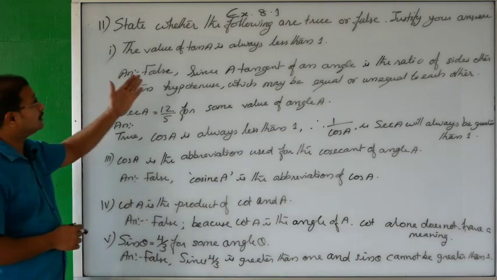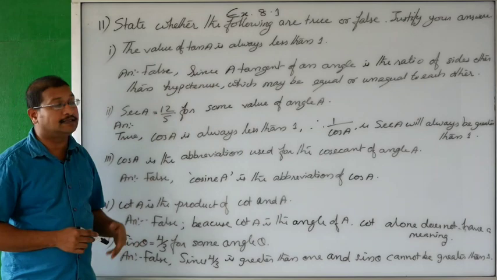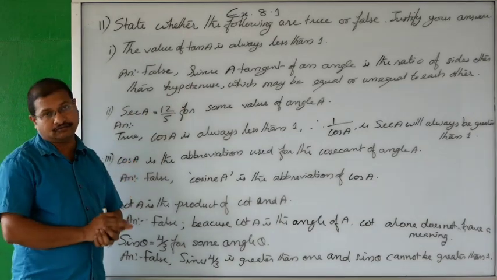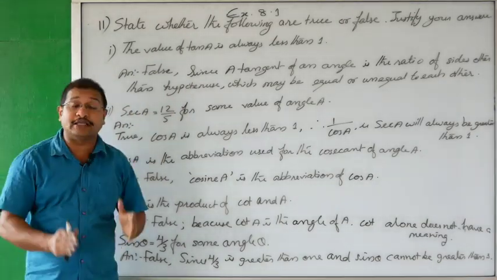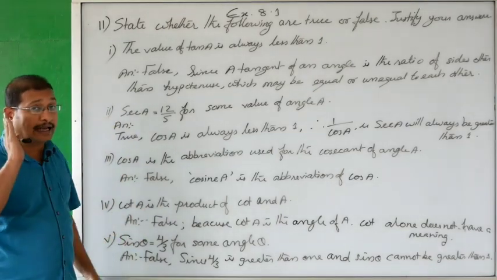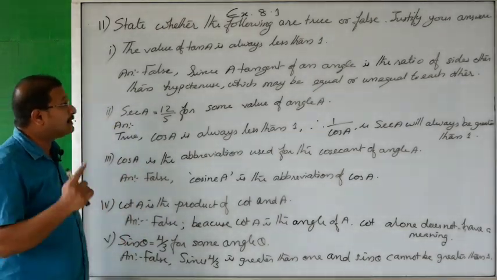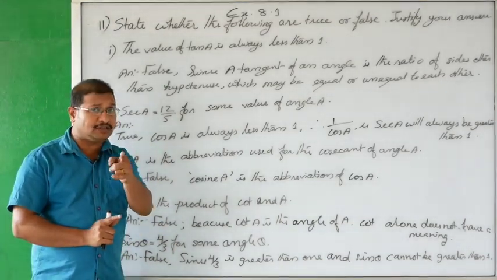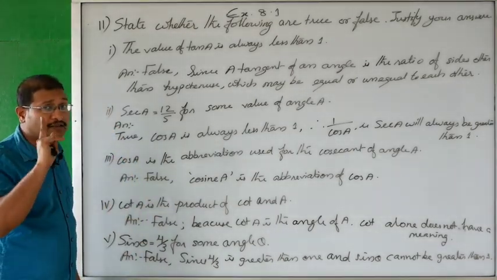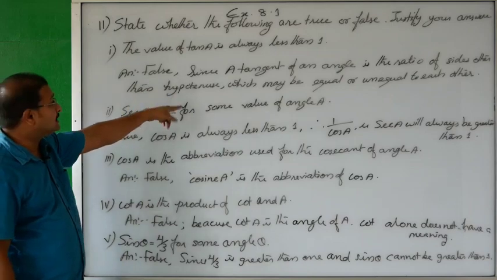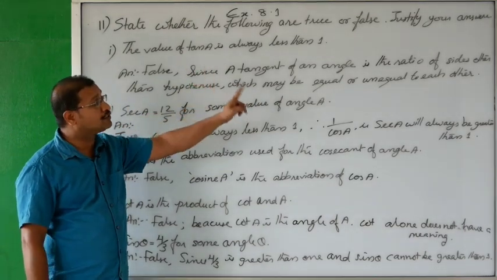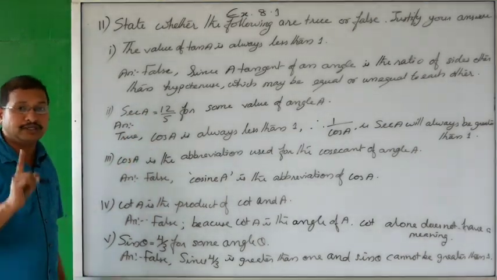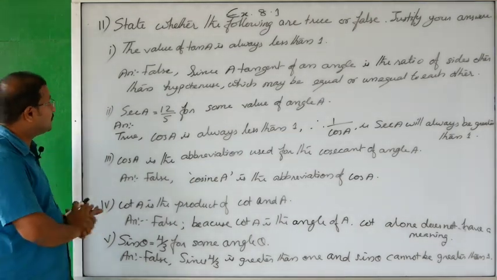Question number 11. State whether the following are true or false and justify your answer. The first one, the value of tan A is always less than 1. Let's see the question. The value of tan A is always less than 1. I'll read the answer. Actually, the answer is false because we know that tan is the ratio of other two sides. It never comes the bigger side. Means what? It will not be joining with hypotenuse. That means we'll get false, since a tangent of an angle is the ratio of sides other than hypotenuse which may be equal or unequal to each other. Ready?